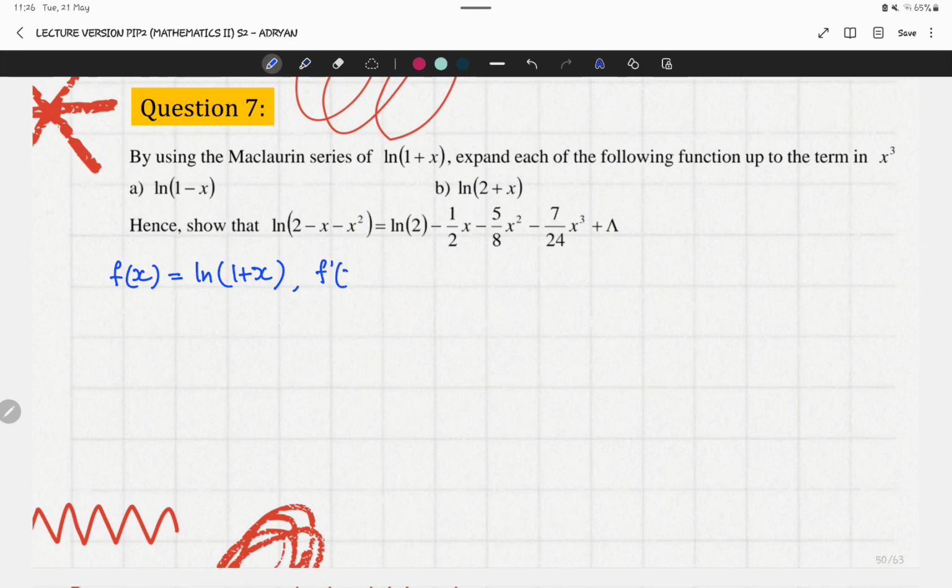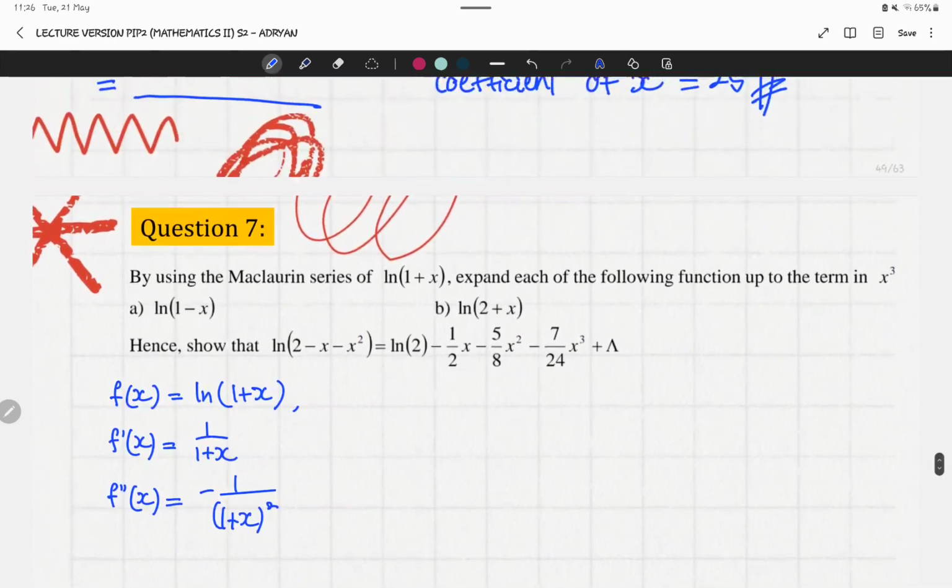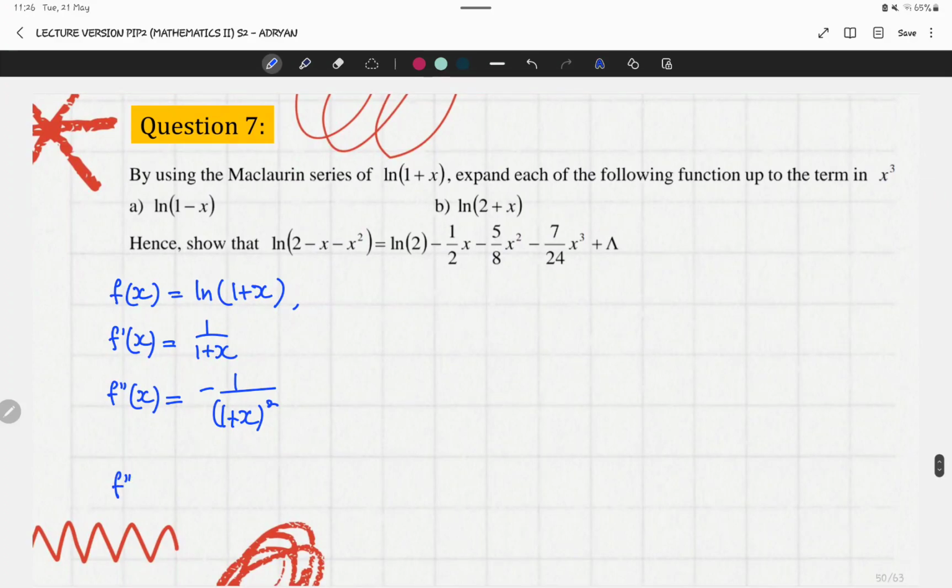Then you differentiate. So f prime x would be 1 over 1 plus x. Then f double prime x would be negative 1 over (1 plus x) squared. And finally f triple prime x would be equal to 2 over (1 plus x) cubed. Okay, so this is your basic differentiation.